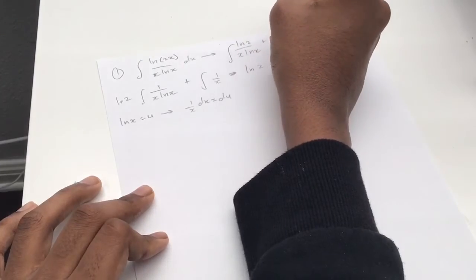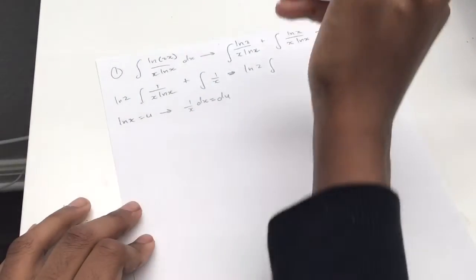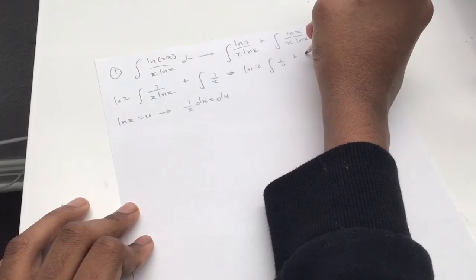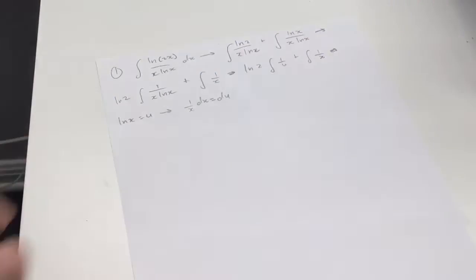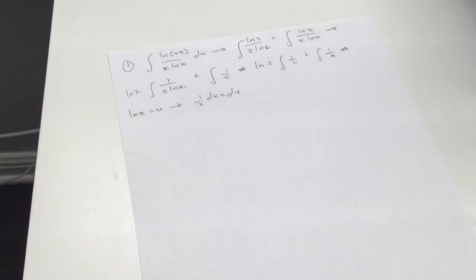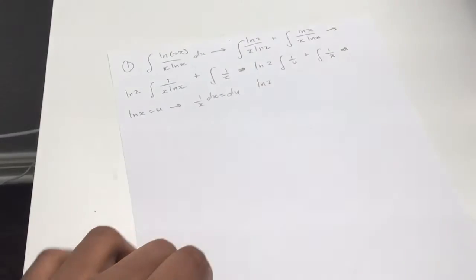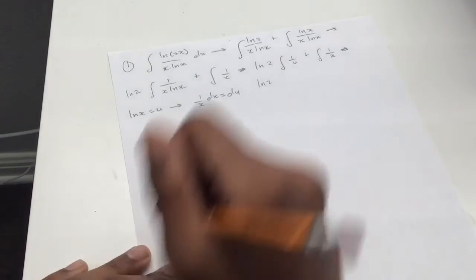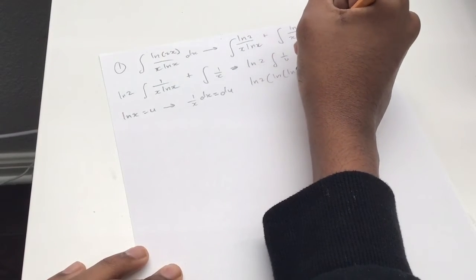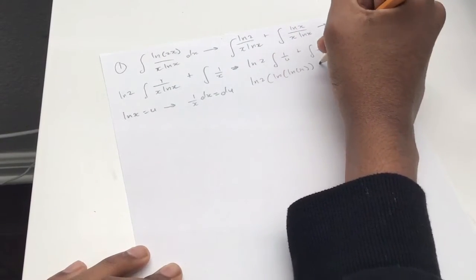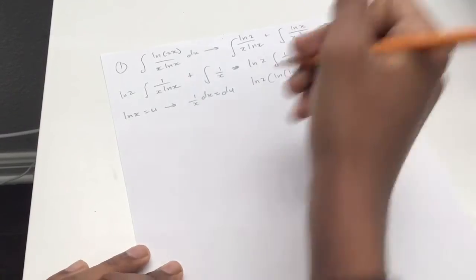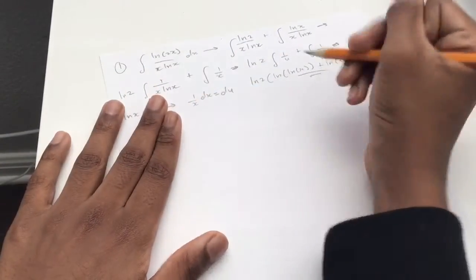So this can be written as ln 2 times the integral of 1 over u plus the integral of 1 over x. So now this is pretty easy to do. Forgot the du here and the dx here, but still, the integral of 1 over u we know is ln u. So we have ln 2 times ln u, and u is, remember, ln x, so it's ln 2 times ln of ln x plus ln x plus c. This is our first answer over here.